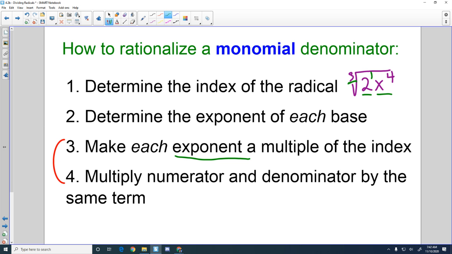Similar to the warm-up, when we had the square root of 2x and the square root of 2x, the square roots canceled out, and we're left with just a 2x. That's the idea that we're going to use here to remove these radicals.